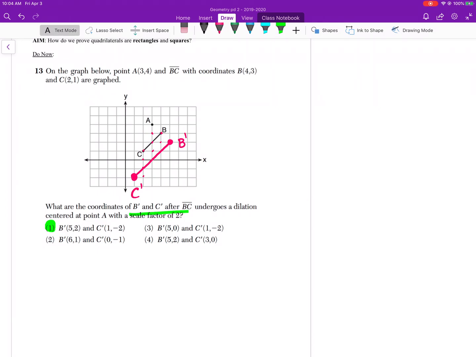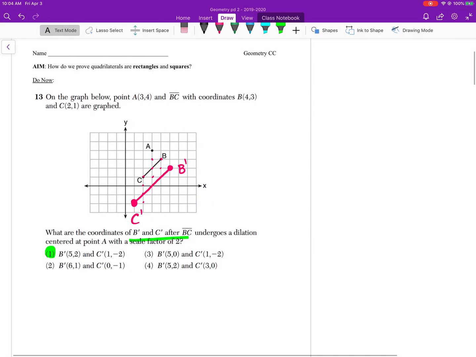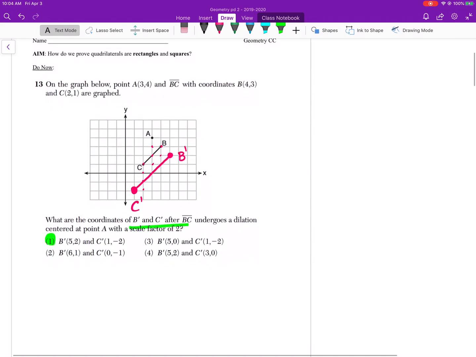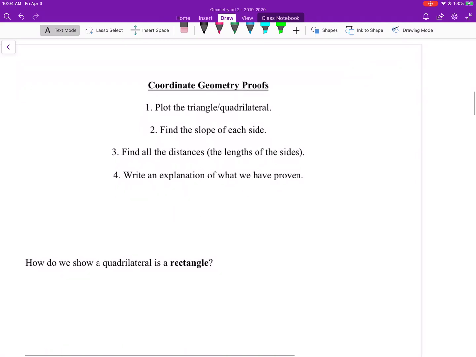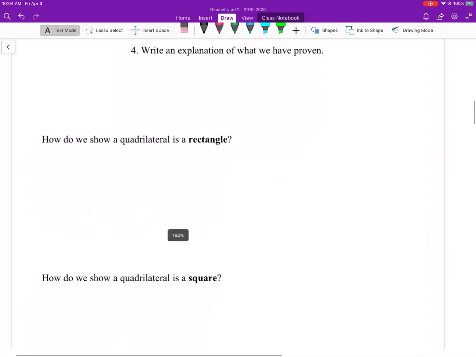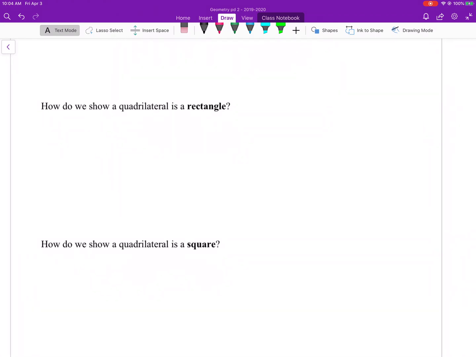Alrighty, so let's take a look at today how to prove something's a rectangle or a square on the coordinate grid. Remember your steps: plot the triangle or the quadrilateral. Today will be quadrilaterals. Find the slope of each side, find the distances, which is just the length of all the sides with the Pythagorean theorem, and then write an explanation. The explanation is key. So how do we prove a quadrilateral is a rectangle?